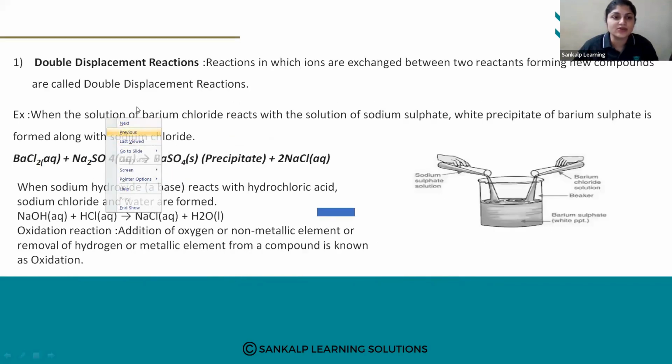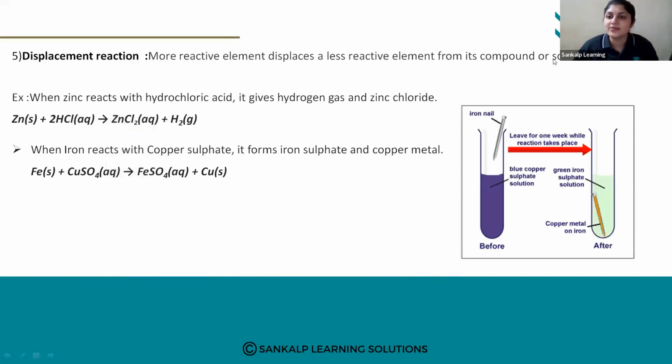Displacement reaction I'll also just explain. What are displacement reactions? You can see here an example: zinc plus HCl giving you ZnCl2 plus H2. What is happening? There are two elements here, and one is more reactive than the other. The more reactive element displaces the less reactive element from its compound or solution, then it is said to be undergoing a displacement reaction. We had discussed the examples also.